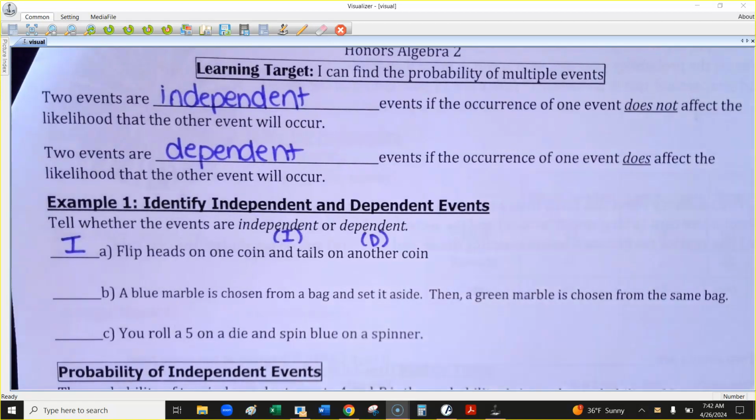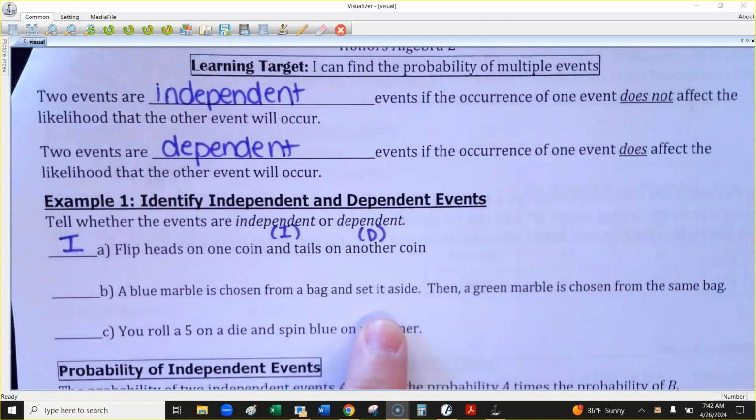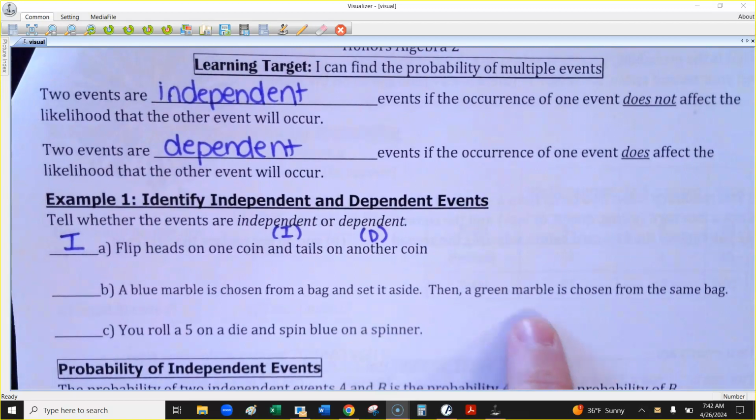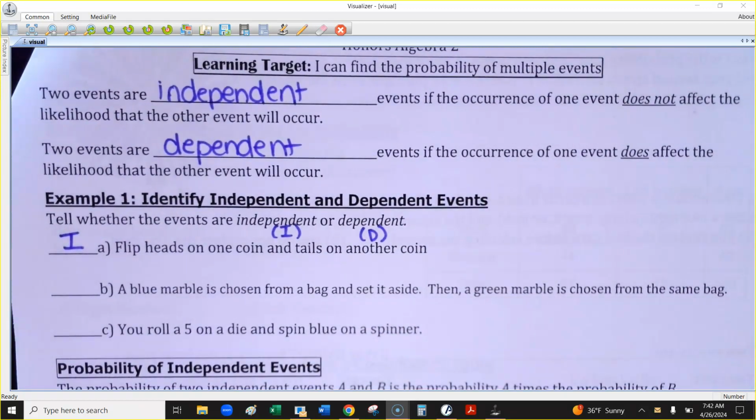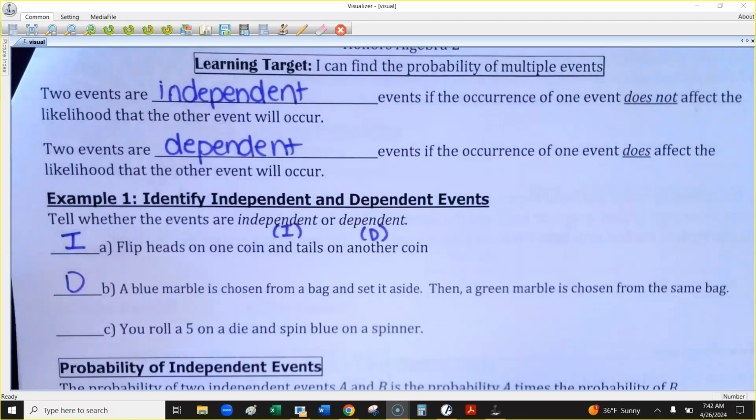Now this says a blue marble is chosen from a bag and set aside. Then a green marble is chosen from the same bag. Would the first thing somehow affect the second thing? Yes. A really good way to define whether it's independent or dependent: if you're pulling something out of a bag and you don't replace it, you keep it out, it affects the probability of the second thing because in this case we wouldn't have as many marbles in the bag. So you've got to think about that. So that's dependent.